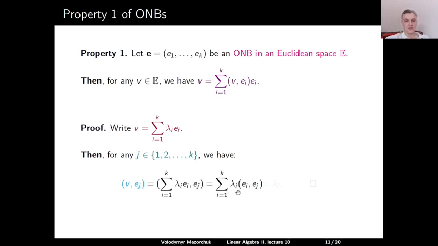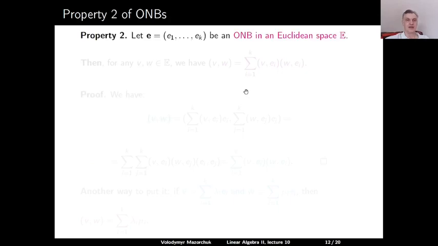to k of lambda_i times the scalar product between e_i and e_j. But e was an orthonormal basis, so this scalar product is 0 unless i is equal to j, and in the latter case, the scalar product is 1. So we will get exactly lambda_j. So the scalar product between v and e_j is equal to lambda_j, which proves our property 1.